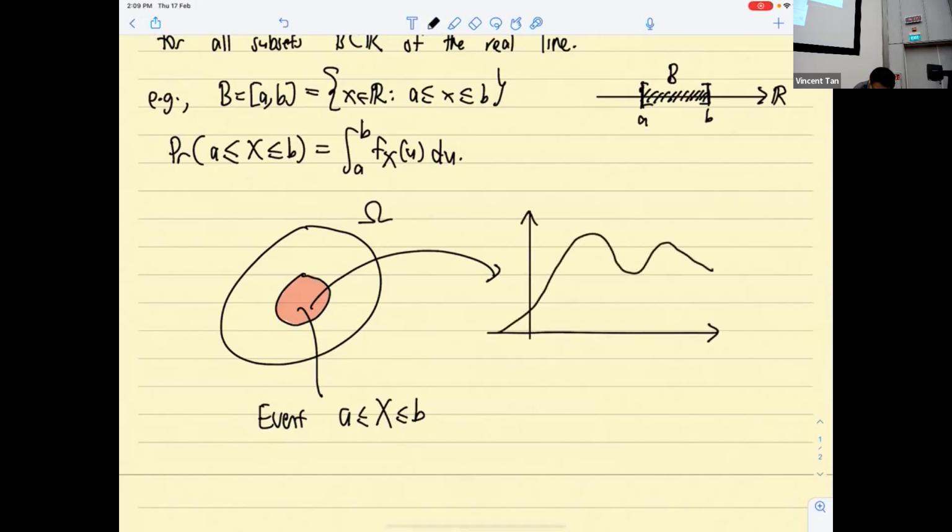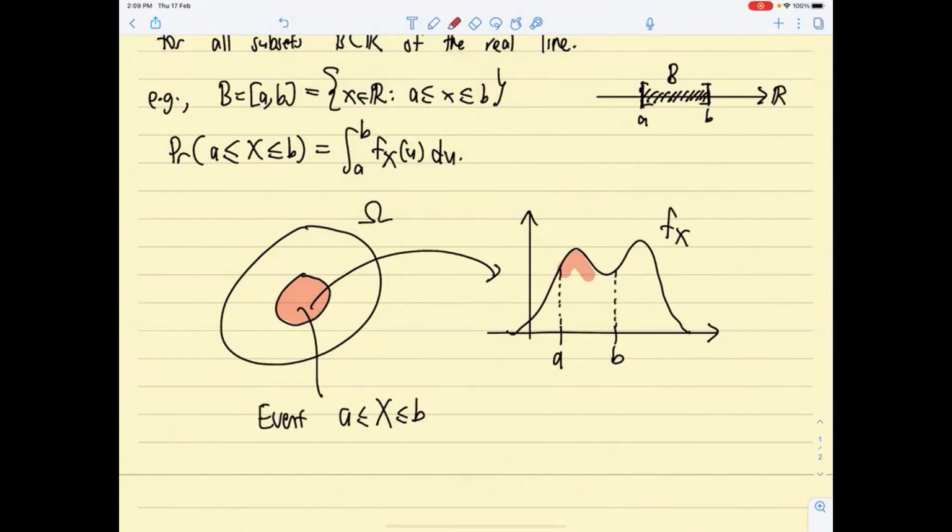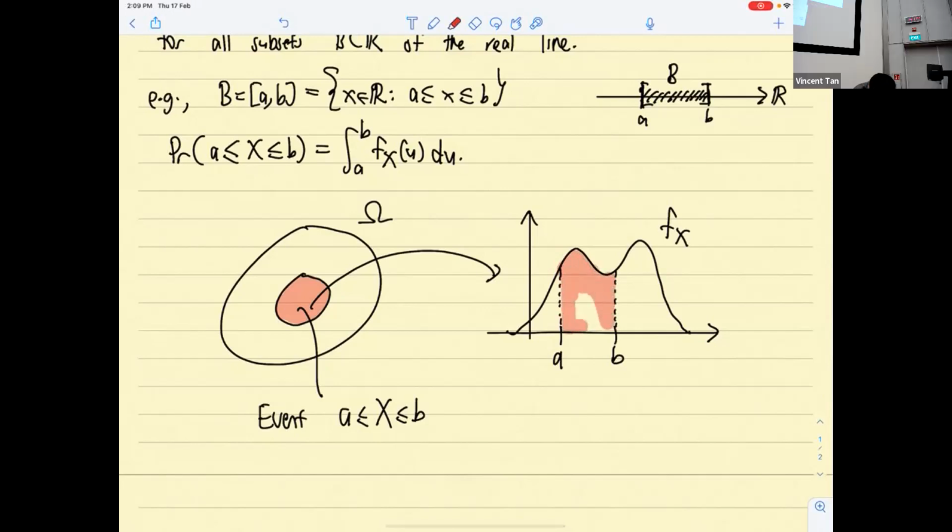A probability density function is a non-negative function. We have to first establish that it's a non-negative function. I'm sorry, I'm trying to draw something nice. It could look like this, f_X. And so you have your a and your b here. If I'm interested in the red region, then I'm interested in basically the area under the graph here. So the integral is the area under the graph here.